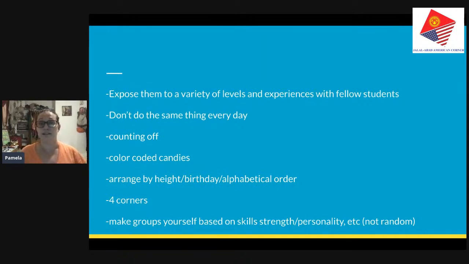I really like this one because they have to talk to each other, and you have to tell them you can only use English. Right? You can't use Kyrgyz or Russian to communicate with each other. You have to talk to each other in English to figure out whose birthday. When were you born? When is your birthday?